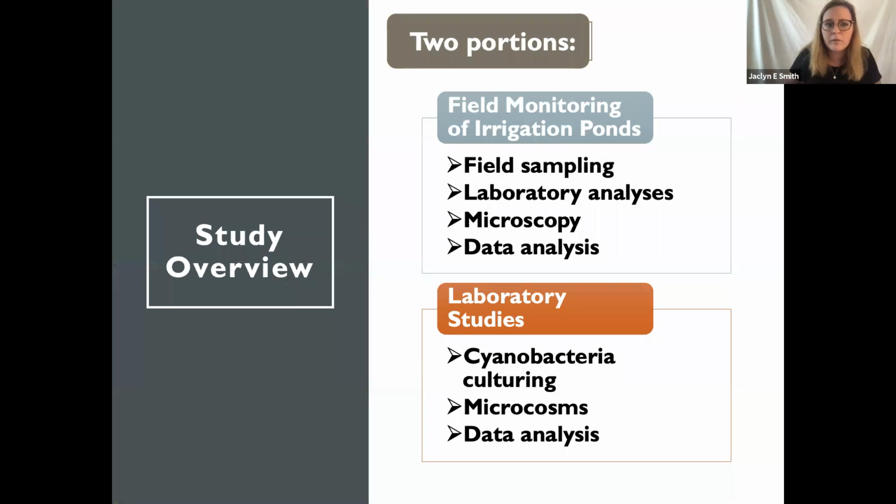So diving into the methodology here, the easiest way to break this study down is into two separate portions. The first portion being field monitoring of these irrigation ponds. So this consists of field sampling, lab analysis, as well as microscopy work and some data analysis. And then there's a second portion which consists of cyanobacteria culturing, as well as some small microcosms. That is more related with chapter 3. So we won't be going over any of the cyanobacteria culturing or microcosms. Chapter 1 and 2 fit very well into the first portion of this study.